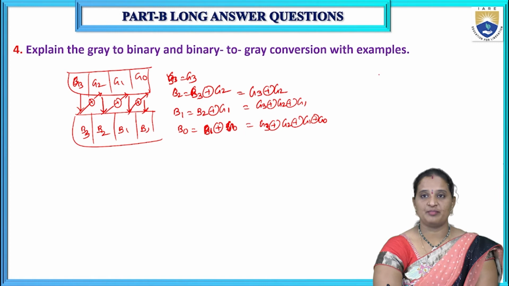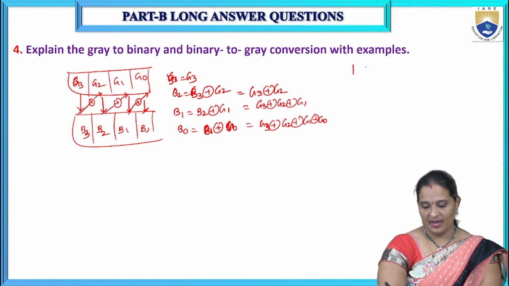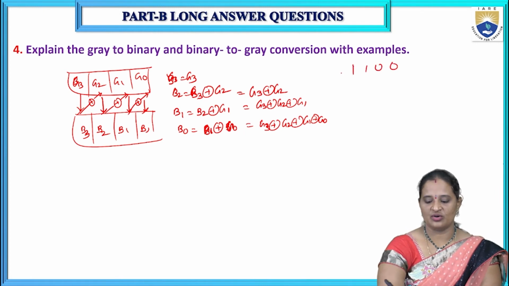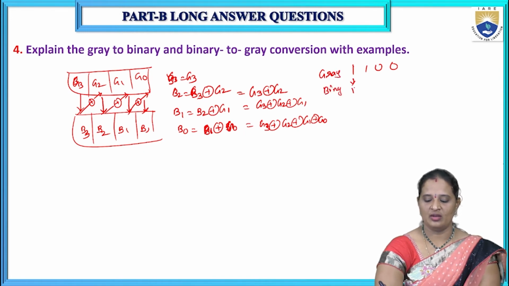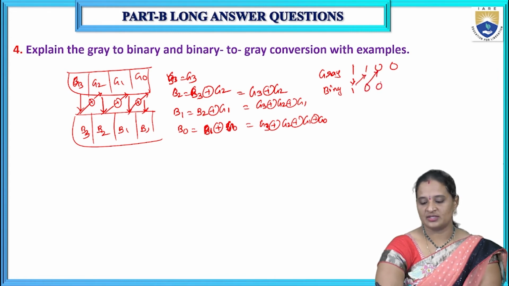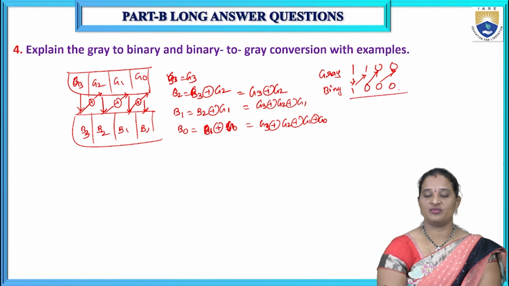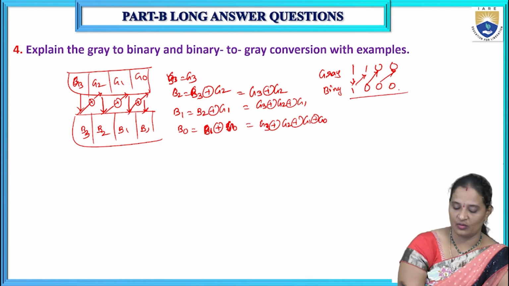So take one example. Take a gray code 1100. This is a gray code, and now write down the binary equivalent for this one. How can I write the binary equivalent? 1. This 1 XOR 1 is 0. 0 XOR 0 is 0. And 0 XOR 0 is 0. So this is the 4-bit binary equivalent for the gray code.